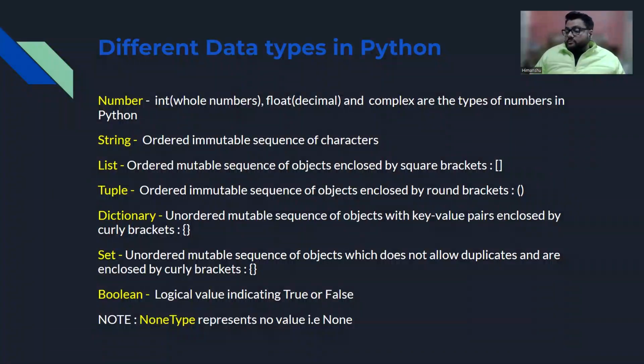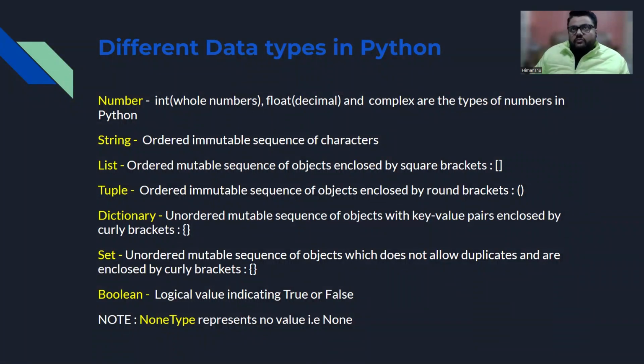Okay. So next, moving on. Next is set. A set is again an unordered mutable sequence of objects which does not allow duplication. Both set and dictionaries are enclosed by curly brackets. But the biggest difference is that a set does not allow duplicates.